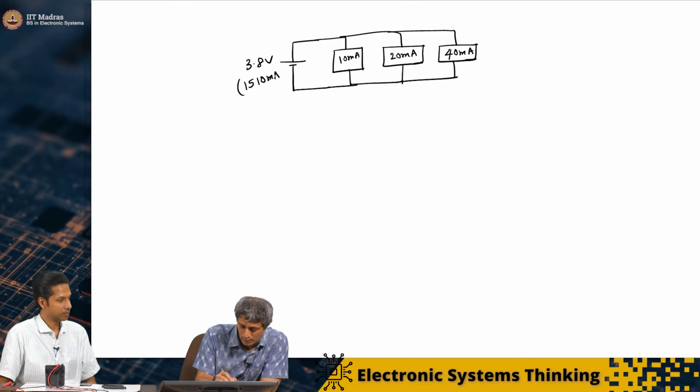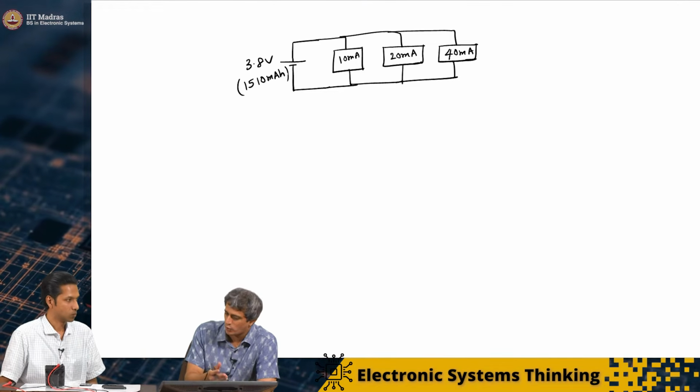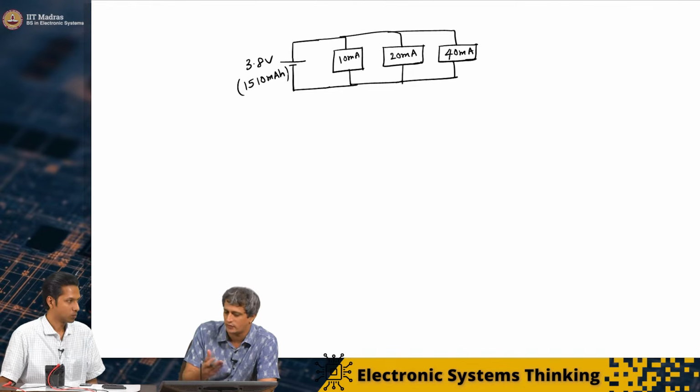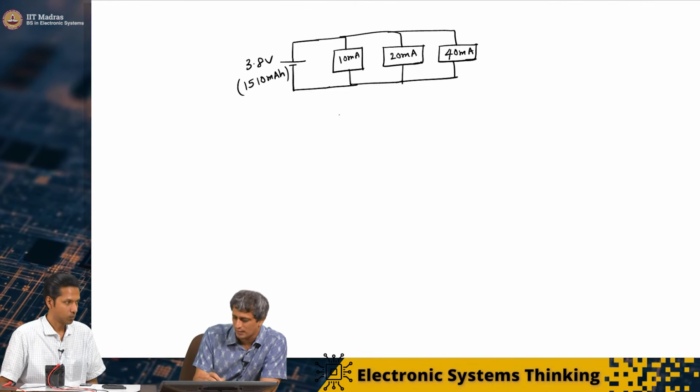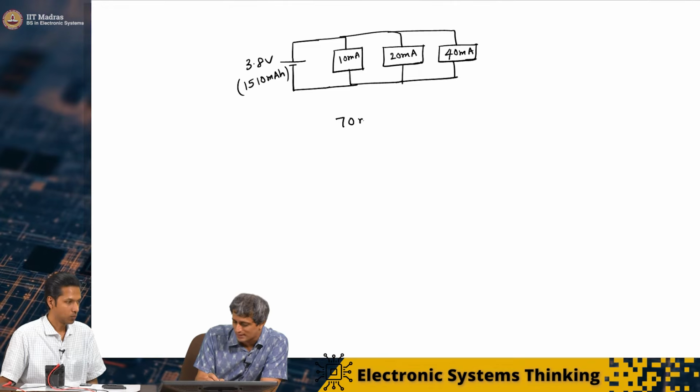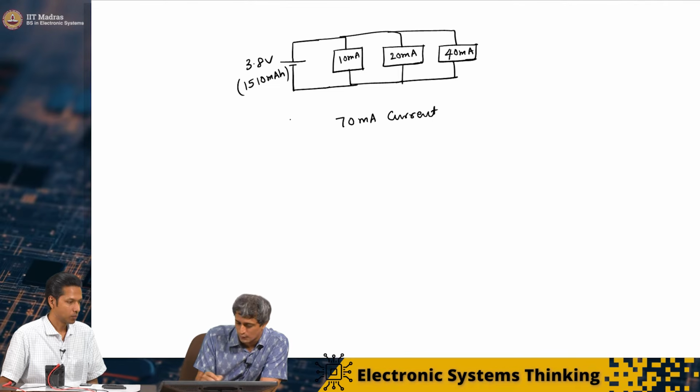And of course, you have a 1510 milliamp hour battery, right? So if you were doing an activity where each of these ICs were individually consuming 10, 20, and 40, then they're going to consume 70 milliamps of current in total. Correct.